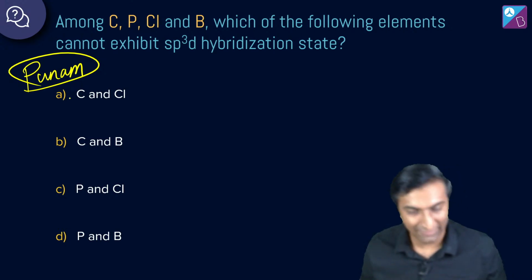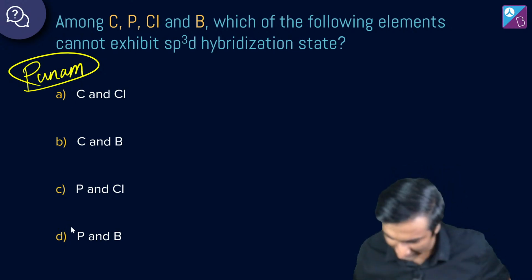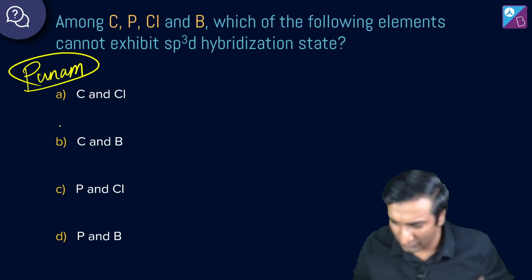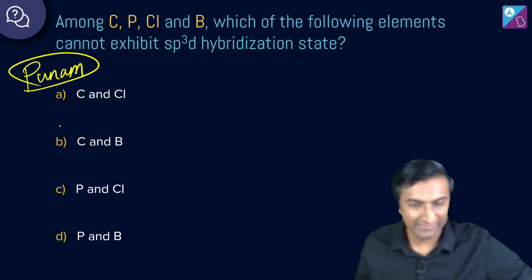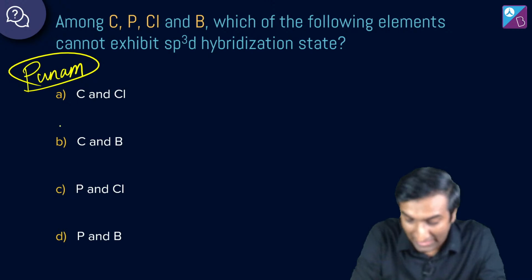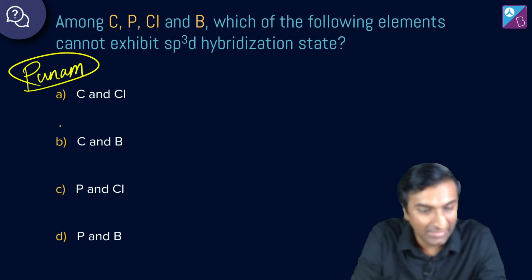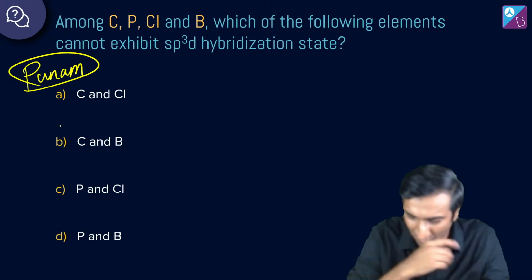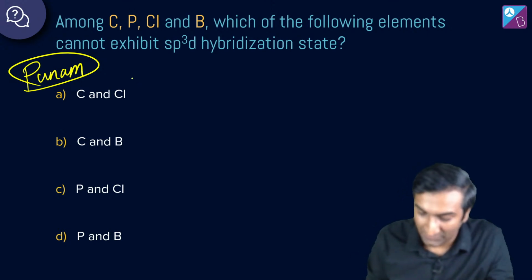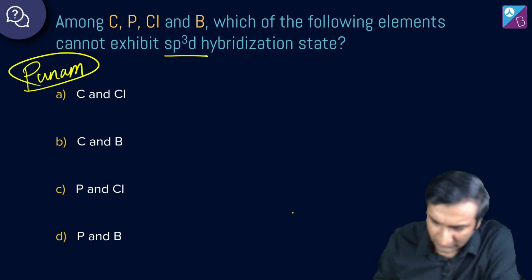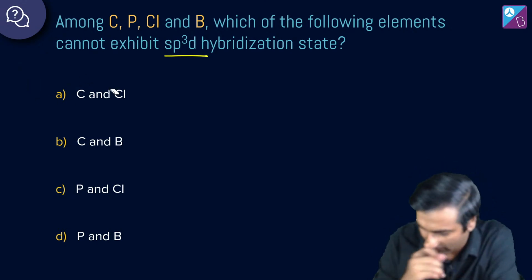The last question, we'll finish this and then close. How many slides are left? Let me just see quickly. Wait just 2-3 more minutes. We'll do sp3d also. What do you think the answer will be? Is it A or something else? Think and tell me. Among carbon, phosphorus, chlorine and B, that is boron, which of the following elements cannot exhibit sp3d hybridization state? Cannot. Maybe Poonam said it for the last one. She wouldn't have said it for this one, right?